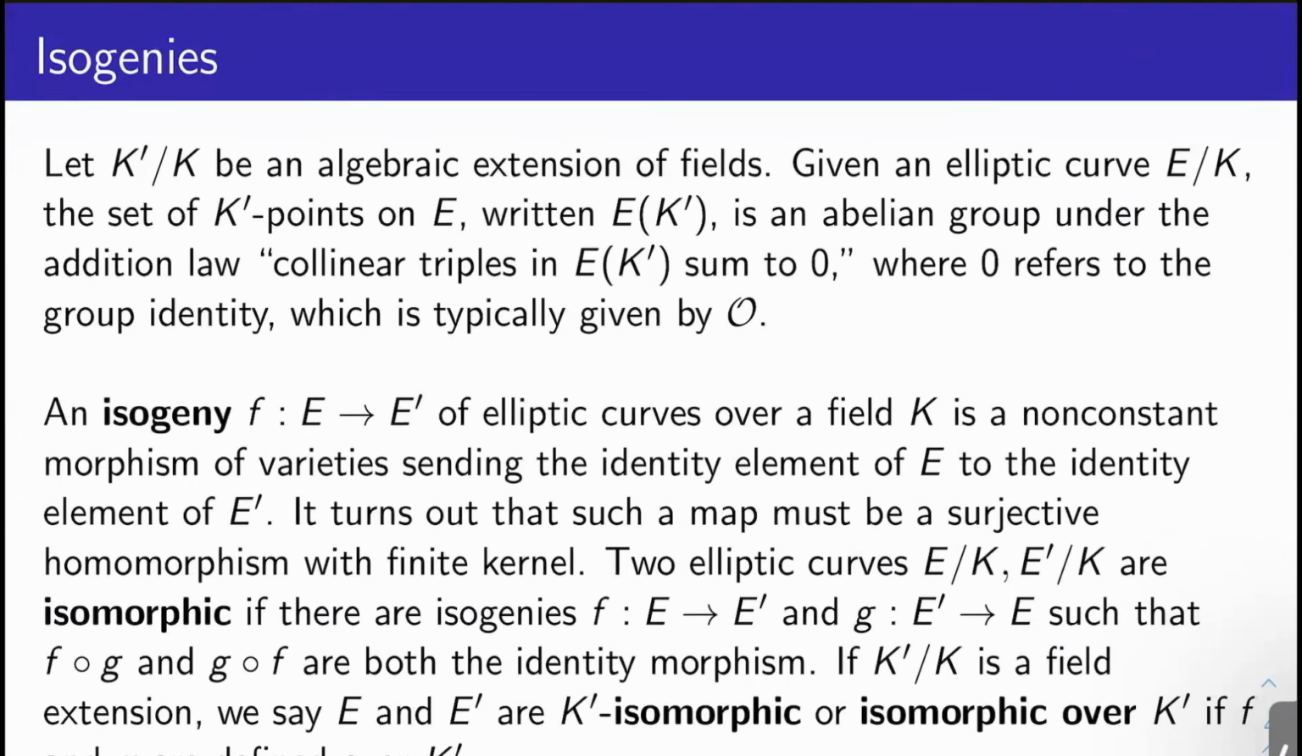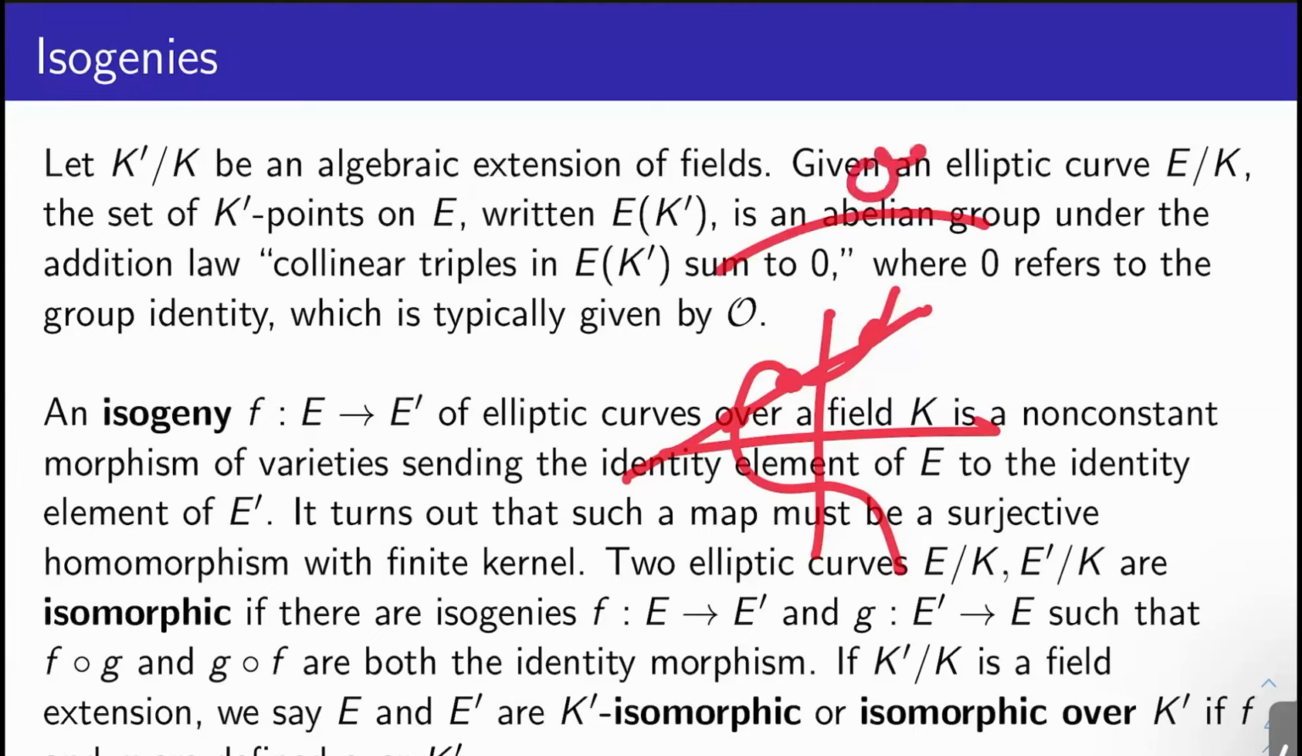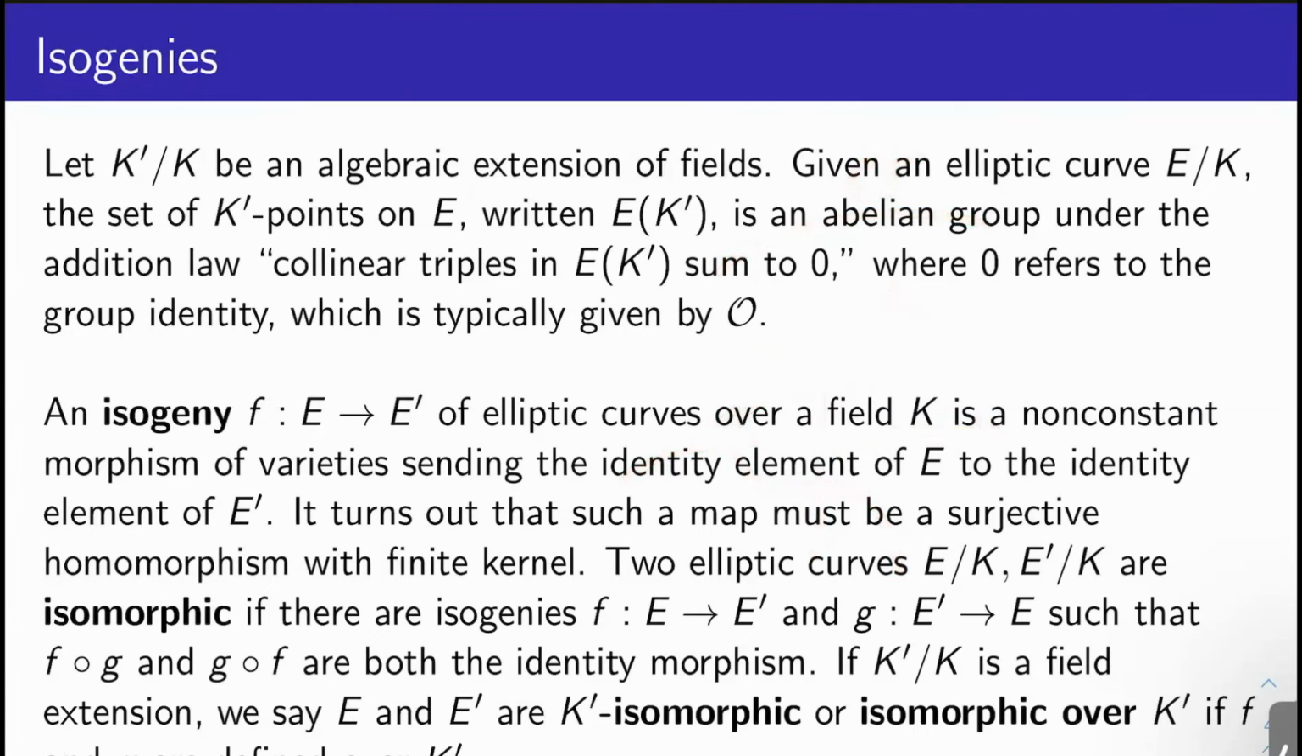Okay, so let K prime over K be an algebraic extension of fields. If I give you an elliptic curve E over K, so K is the base field here, the set of K prime points on E, so the set of all points on E that have K prime coordinates, is written E of K prime, and it's an abelian group under the addition law: collinear triples in E of K prime sum to 0. So if you have an elliptic curve, and you have 3 E(K prime) points on it that are collinear, they'll sum to the point up here at O at infinity, basically. Okay. So you have to check this is actually a group law, which is not easy to do. Associativity is hard to check, but it's a group law, which is kind of amazing, actually.